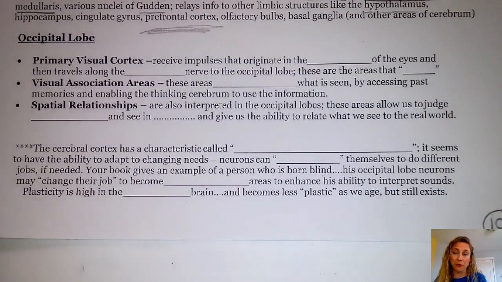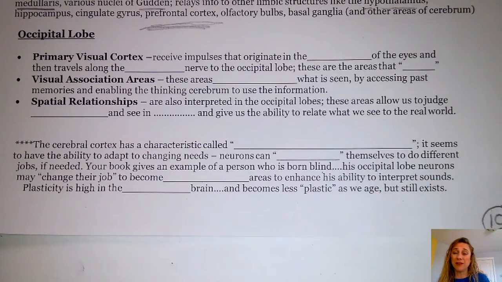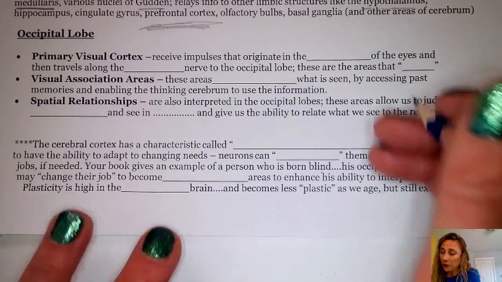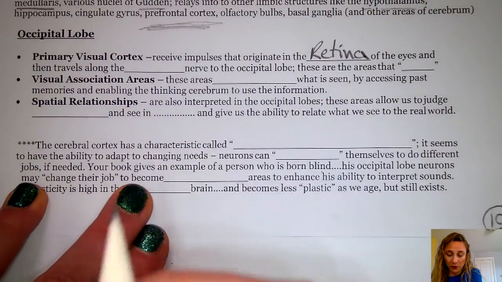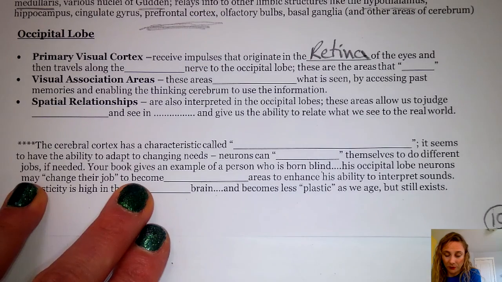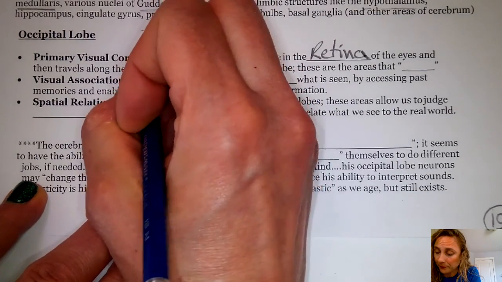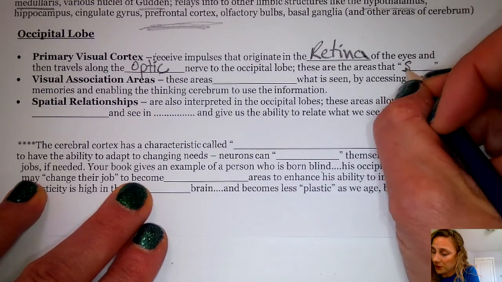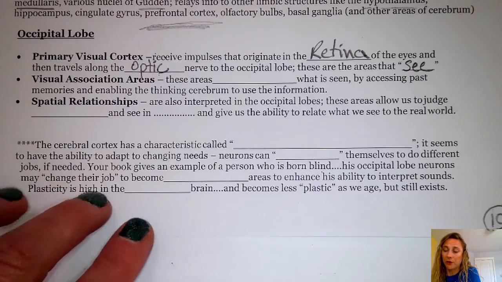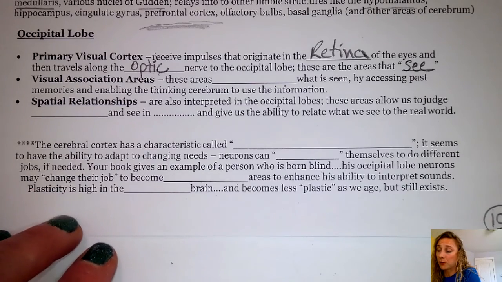the back. They knew for a long time that if you get hit in the back of the head, it's lights out for your eyesight. So visual processing occurs back there. The primary visual cortex receives impulses that originate in the retina of the eyes, so that's sensory data, and then travels along the base of the brain through the optic nerves, one left and one right, and these areas will then connect to the primary visual cortex in the occipital lobe, and that's where you see, okay?